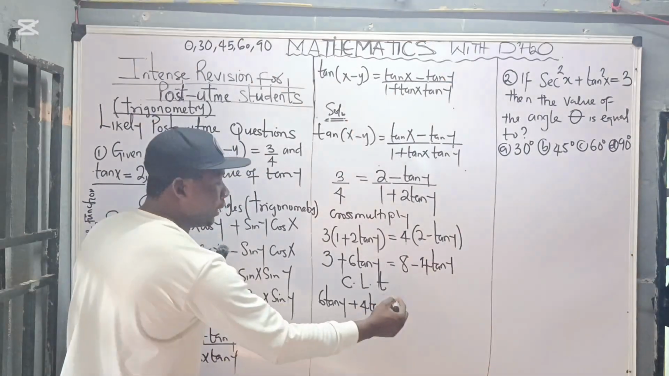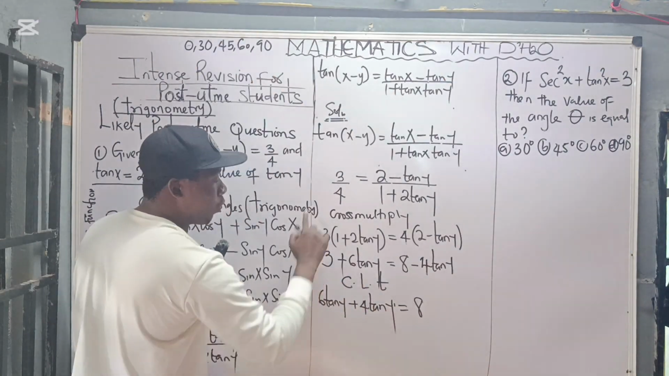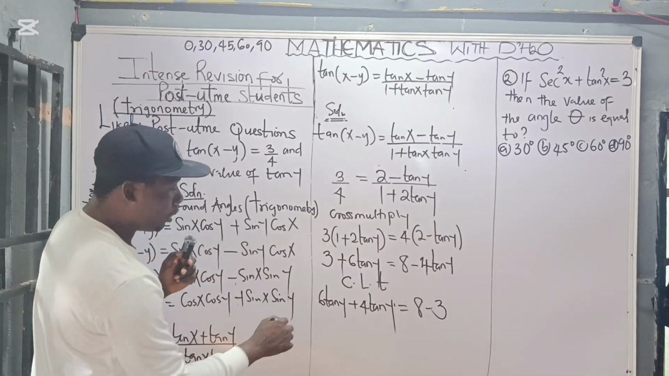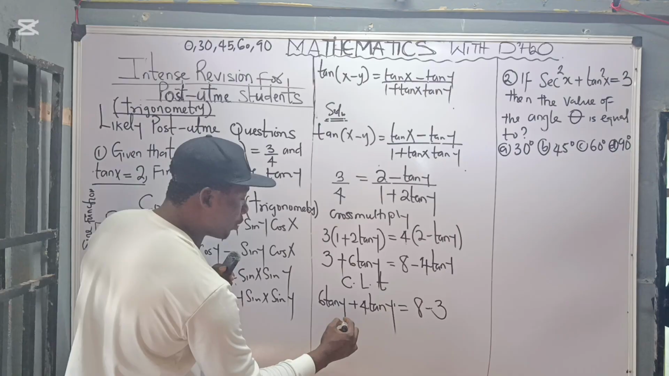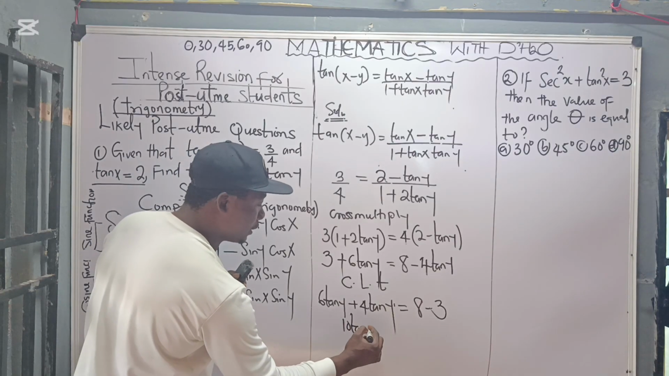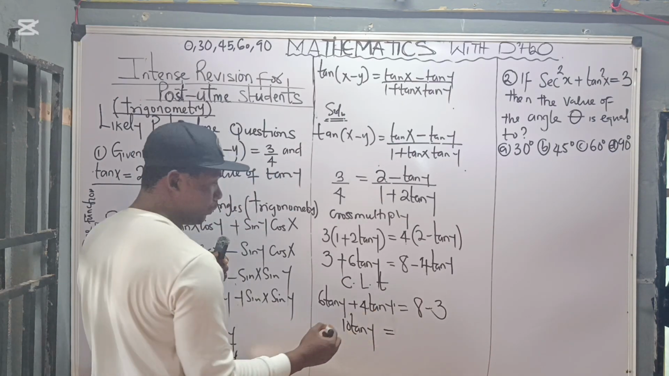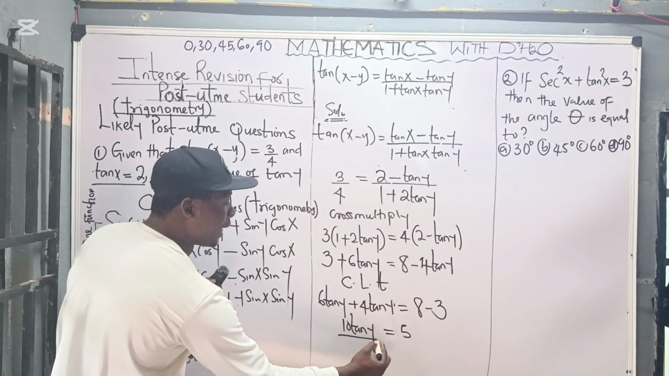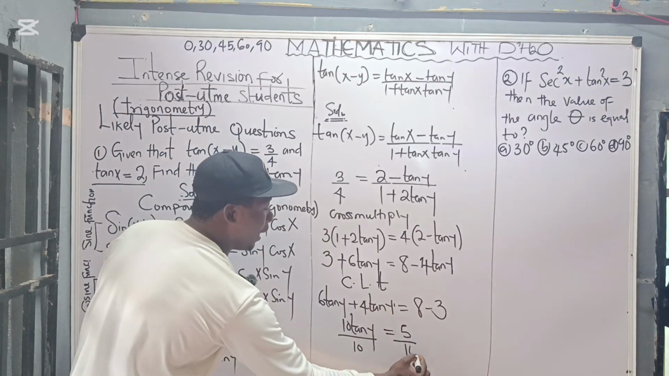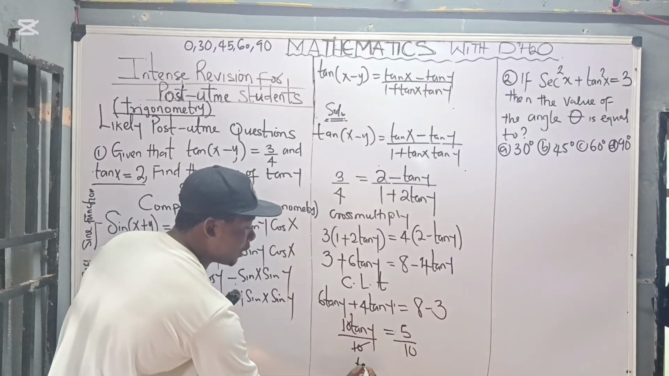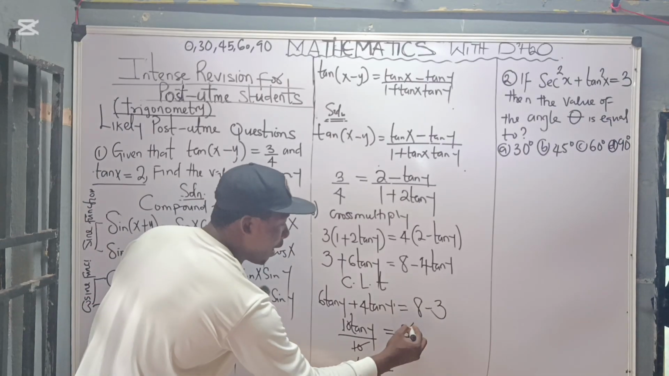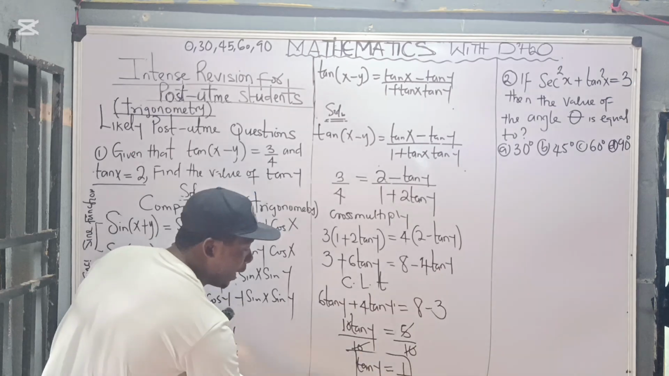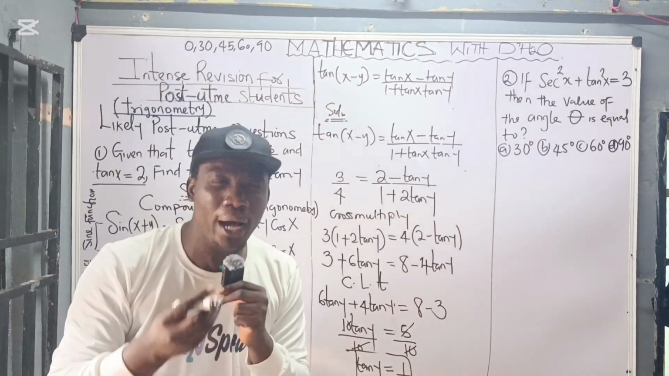So what do you have here? You have 8. If you take this one, it becomes minus 3. Do you understand me? So 6 tan y plus 4 tan y will give us 10 tan y equals to 8 minus 3 will give us 5. So we divide both sides by 10 to get our tan y. So this cancels this. Tan y will give us 5 going to here 1, 5 going to here 2. So the value for tan y is equal to 1/2.